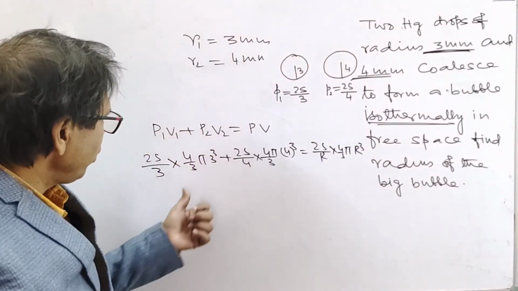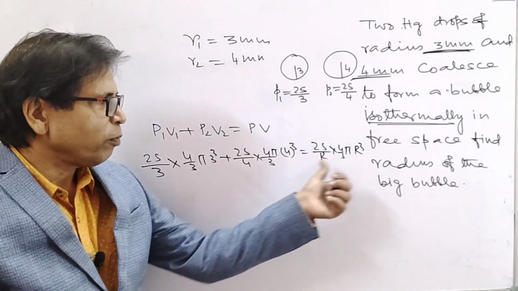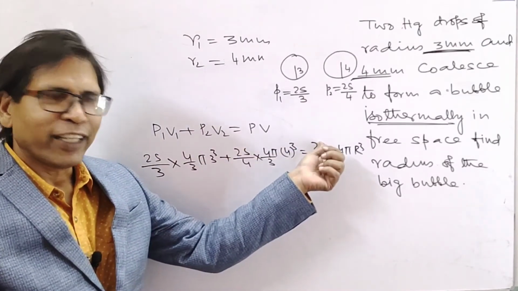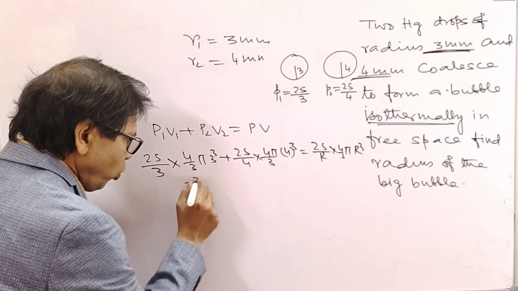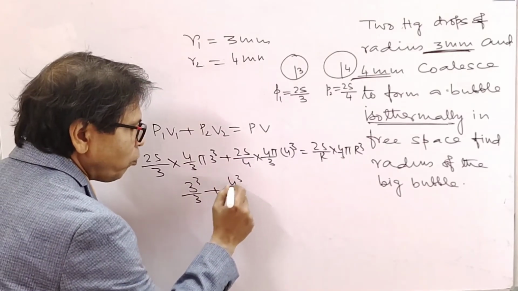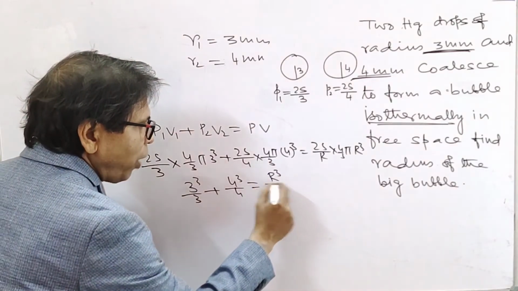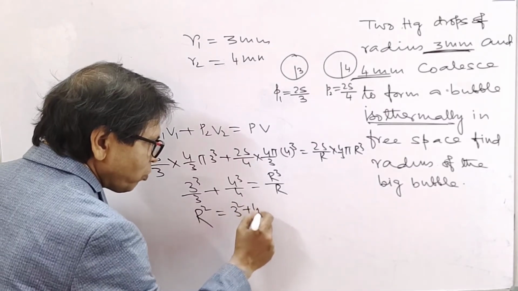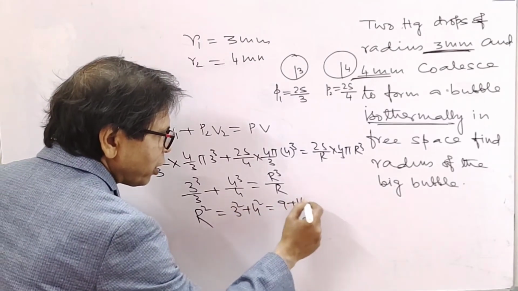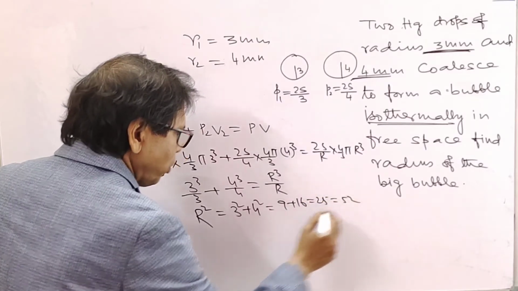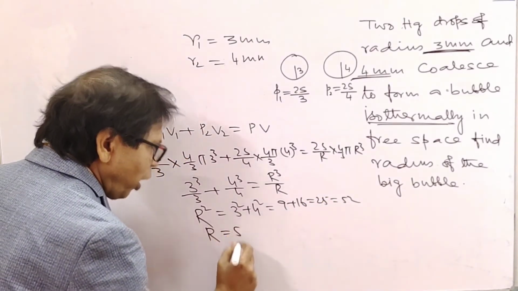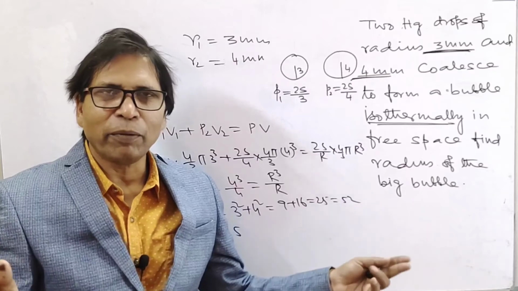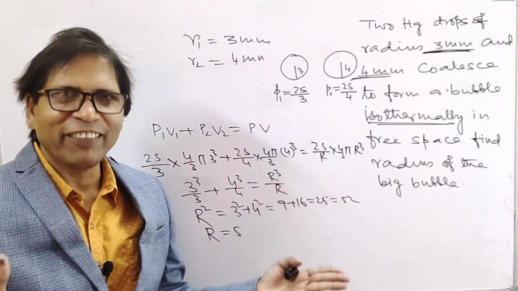Now 4/3 pi, 4/3 pi, 4/3 pi cancel out, and 2s, 2s, 2s cancel out. So we get 3 cube by 3 plus 4 cube by 4 equals r cube by r. So r square is equal to 3 square plus 4 square, which is 9 plus 16, which is 25, which is 5 square. So r is equal to 5. Therefore, the radius of the bigger bubble is equal to 5 millimeter.